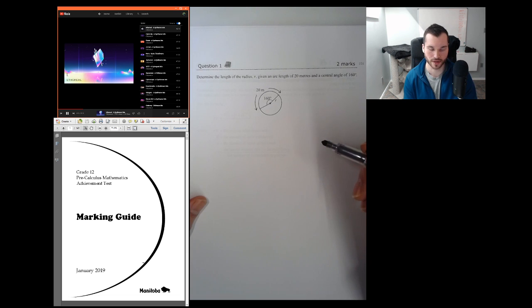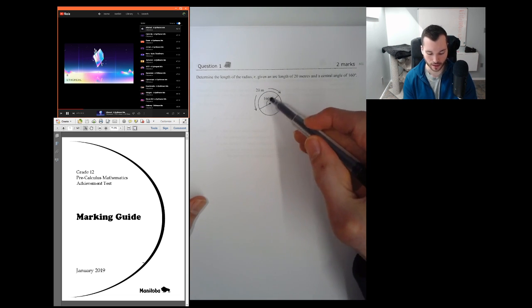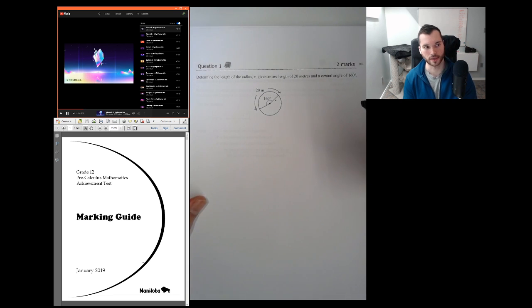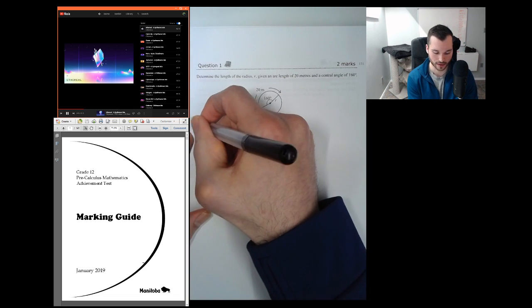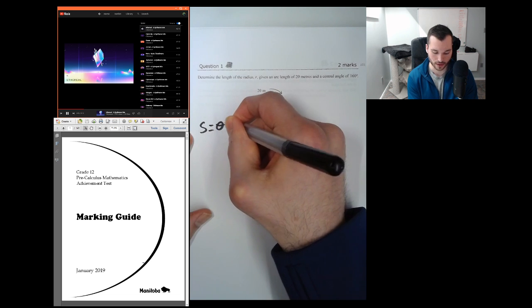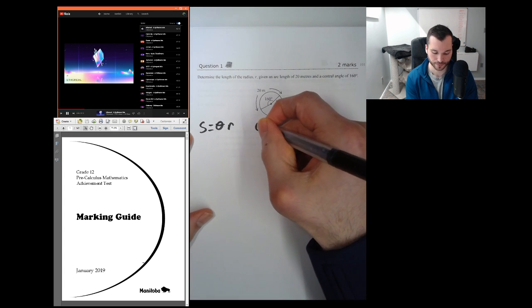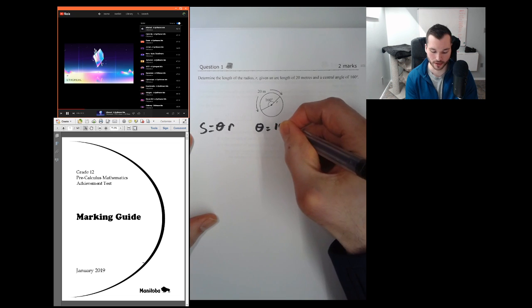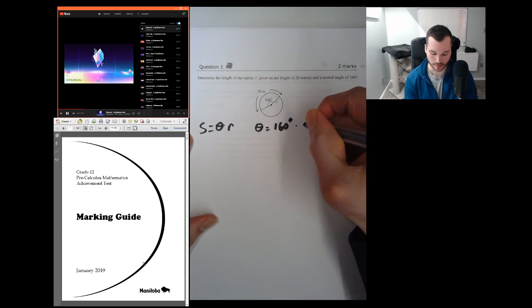So you can kind of see from our diagram that it's giving us that this entire arc here is 20 meters. We have a central angle is 160 and then it's asking for the radius. When in doubt, you can always look to the formula sheet if you need to, but the very first formula that you're going to find on there is S is equal to theta r. Now the thing that you got to remember is that theta has to be in radians. So right now our theta is not in radians, it's in degrees. So theta is going to equal 160 degrees. However, we are going to have to make that into radians. So we're going to multiply that by pi and then divide it by 180.